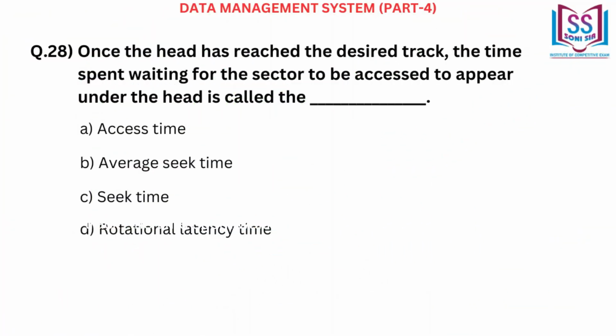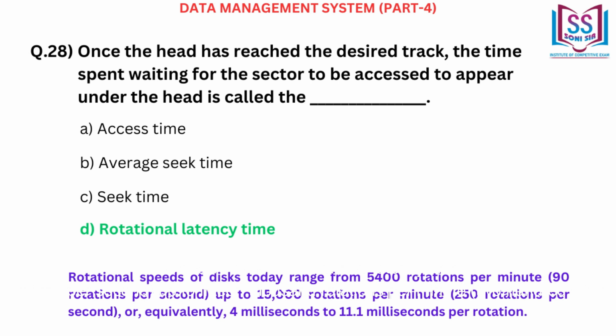Once the head has reached the desired track, the time spent waiting for the sector to be accessed to appear under the head is called the dash. A. Access time, B. Average seek time, C. Seek time, D. Rotational latency time. Correct answer D. Rotational latency time. Rotational speeds of disks today range from 5,400 rotations per minute, 90 rotations per second, up to 15,000 rotations per minute, 250 rotations per second, or, equivalently, 4 milliseconds to 11.1 milliseconds per rotation.